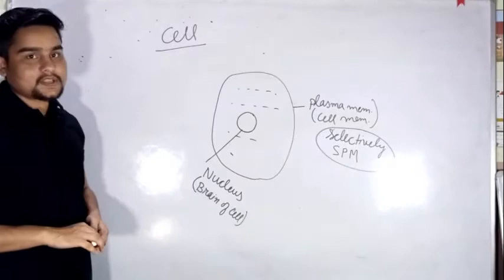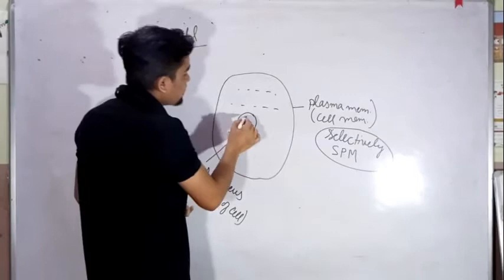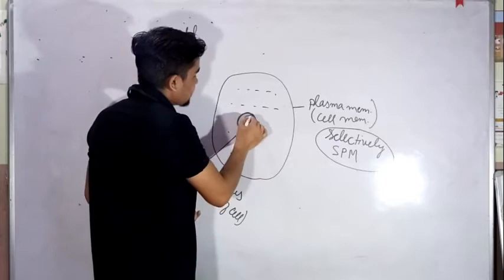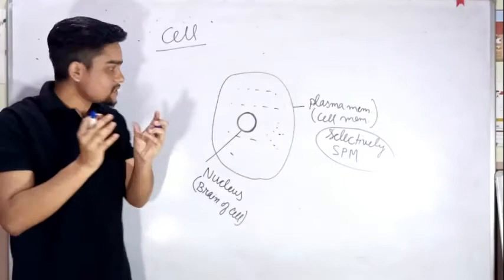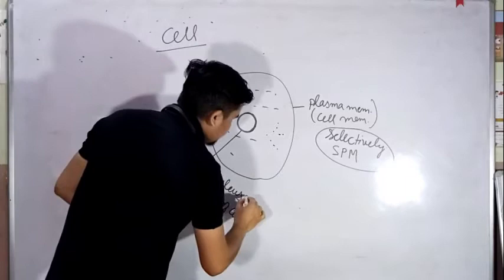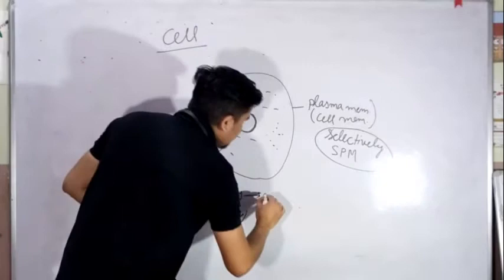You see a double membrane, the nuclear membrane. The double membrane covers the nucleus, with the cell outside and the nucleus inside. Inside the nucleus there are chromatin materials.